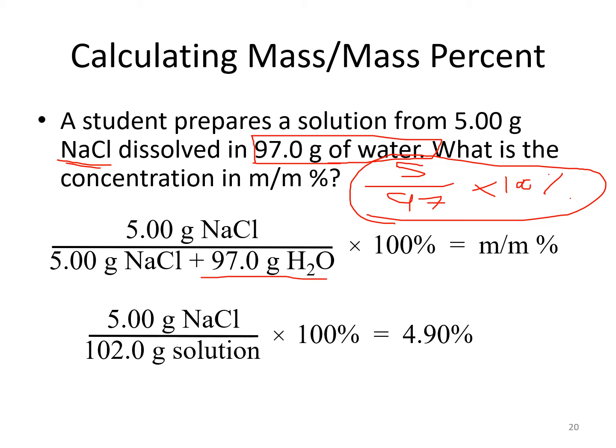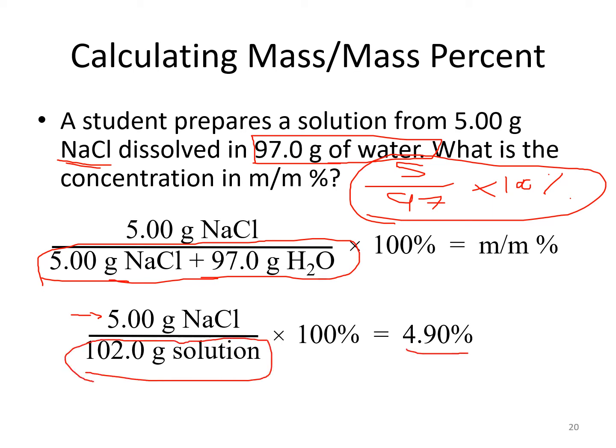What is the total mass of solution? It's the 5 grams plus the 97 grams. So how do we calculate the mass percent here? We take the 5 grams of sodium chloride, divide it by the 5 grams of sodium chloride plus the 97 grams of water to give us 102 grams of solution. Calculate that out to 4.9%.